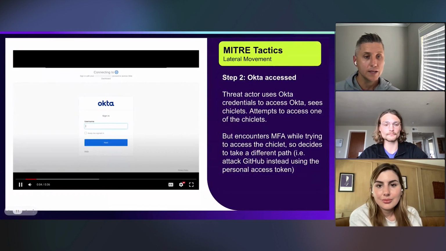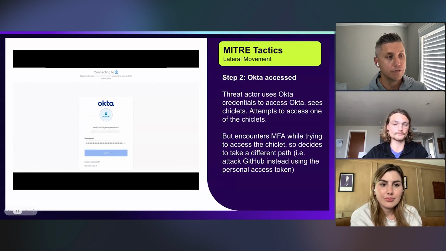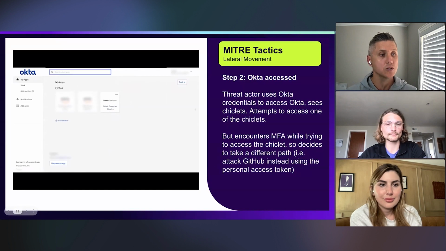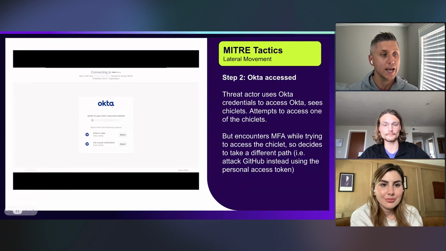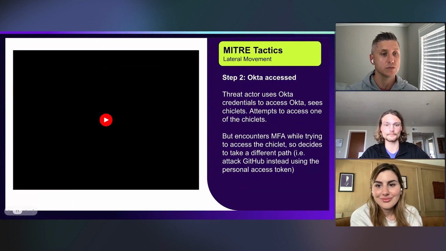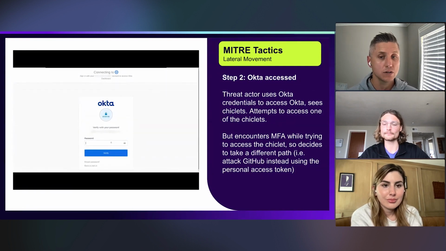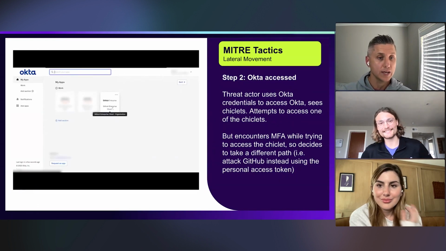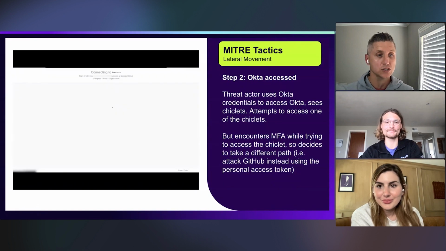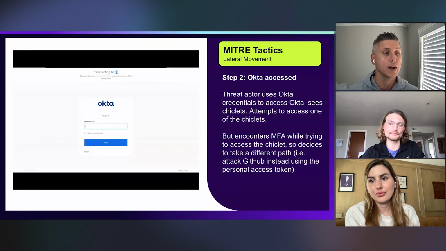So now that the threat actor has credentials for Okta and for GitHub, their first attempt is going to use the clear text password and username for Okta. They see the chiclets, they try and access the chiclets, but they're prompted with MFA. The threat actor doesn't have MFA, so they've hit a dead end. But again, threat actors are very cunning and very resourceful. Because they were able to access a second set of credentials for GitHub, they now pivot and go the GitHub route.